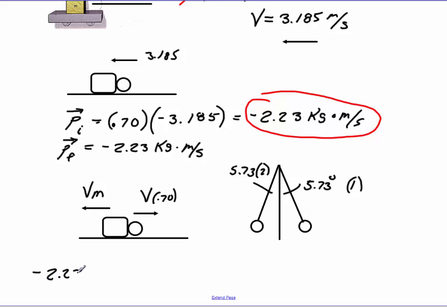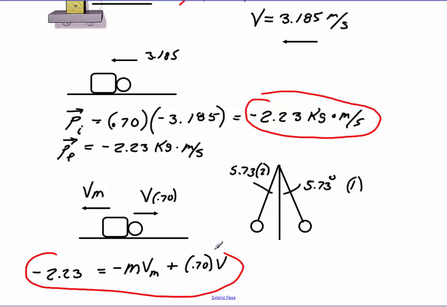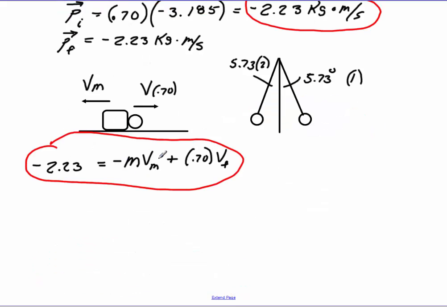Now, we can say this, negative 2.23 is equal to, and we'll make the angle go this way be negative, so it'd be minus m times the velocity of m plus the 0.70 times velocity. Instead of just doing velocity, I'll make that the final velocity. Now the problem with this is I got more unknowns than I can solve.